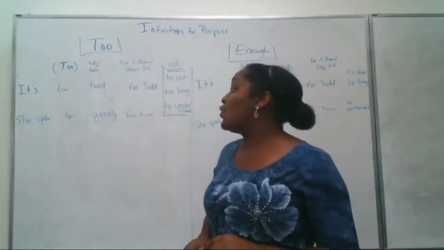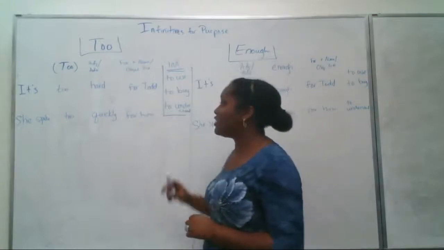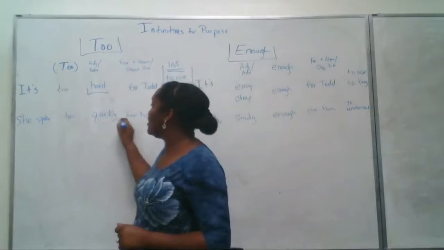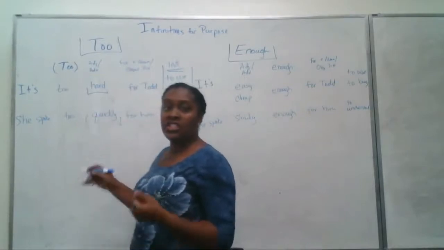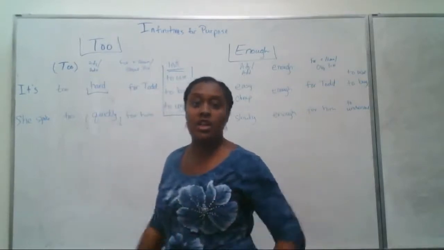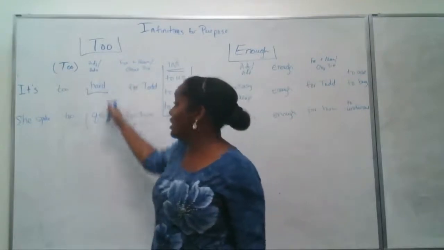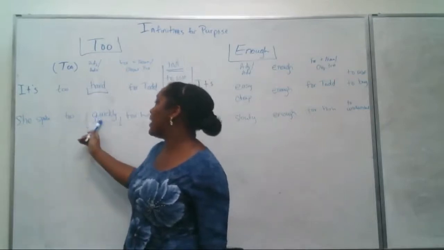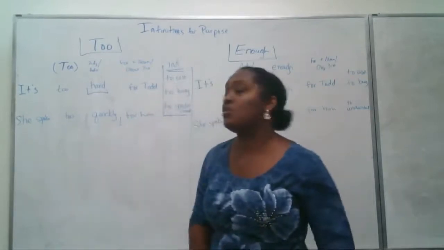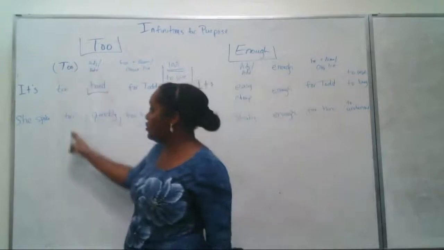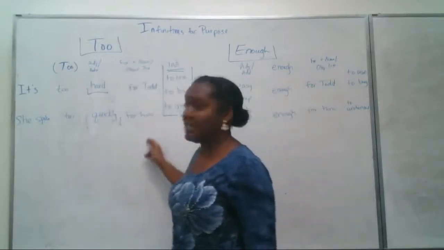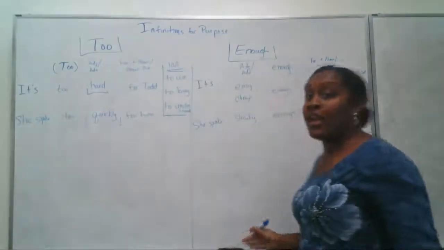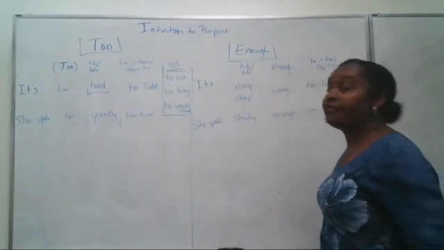She spoke too quickly for him to understand. Notice here, hard is your adjective, and here quickly is your adverb. So it just depends on the context of your sentence, whether you're going to use an adjective or an adverb in this column. So she spoke too quickly for him to understand. So just remember that you have too and you have for plus the noun. Okay?